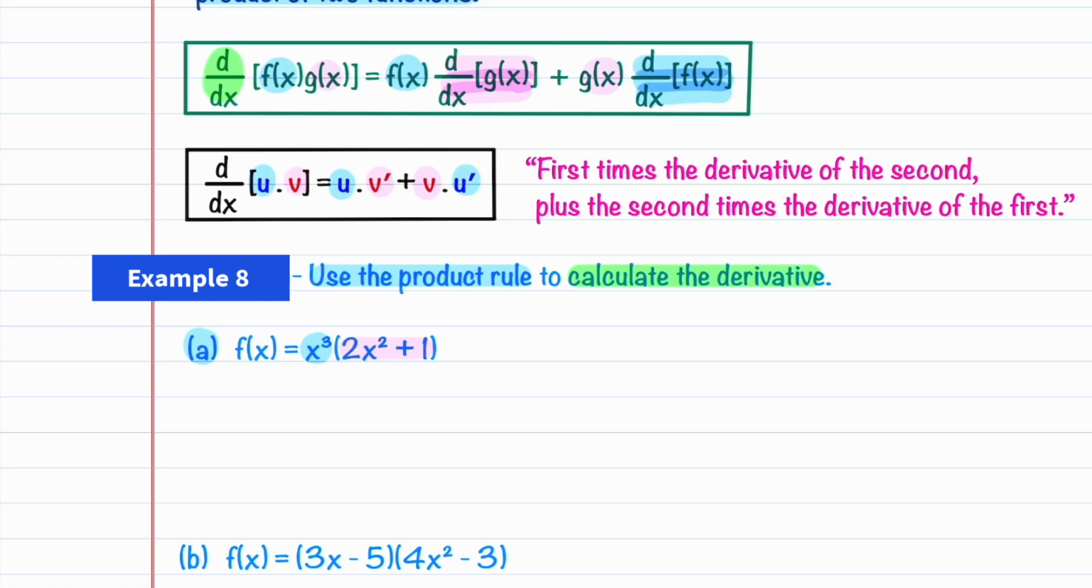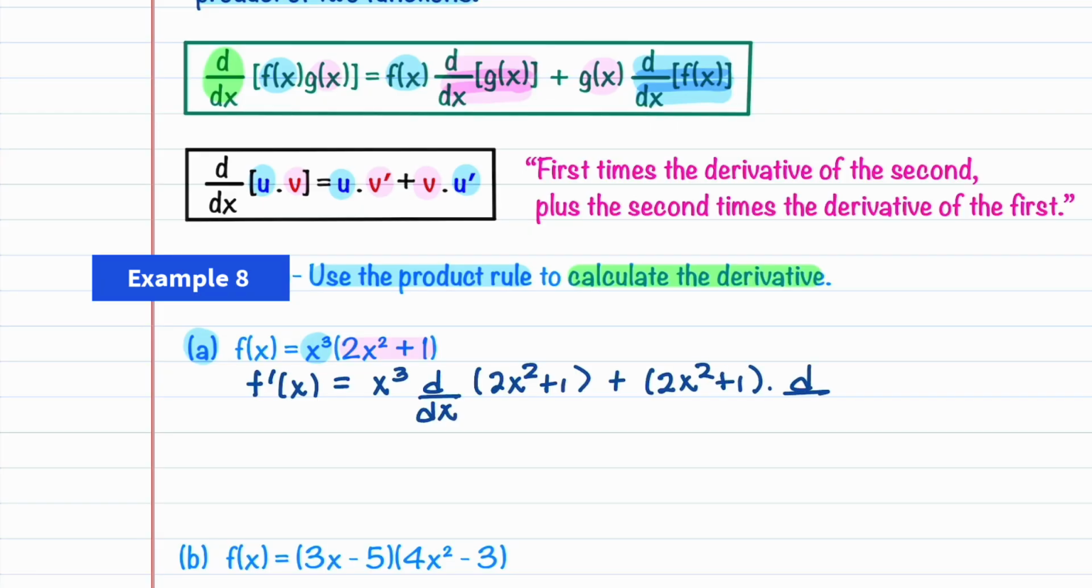Let's now calculate the derivative. The derivative can be written as f prime of x, and it is the first function, x cubed, times the derivative of the second function, which is 2x squared plus 1, plus the second function, 2x squared plus 1, times the derivative of the first function, which is x cubed.